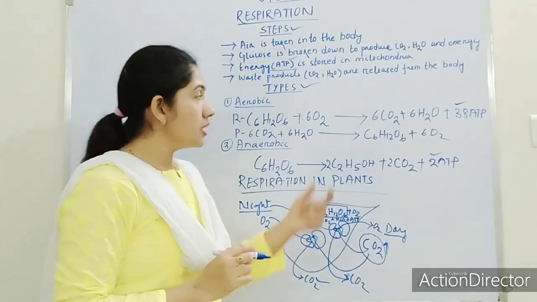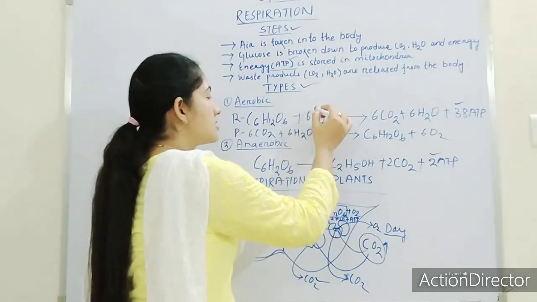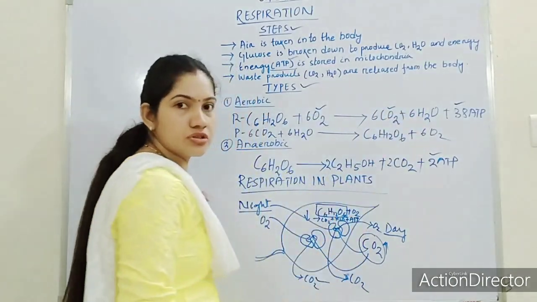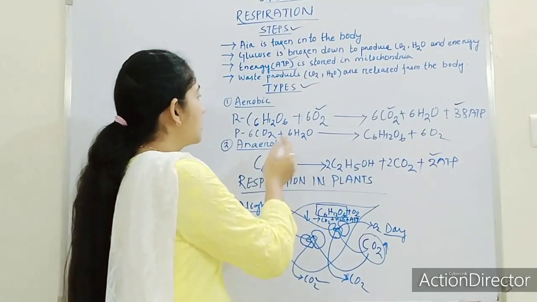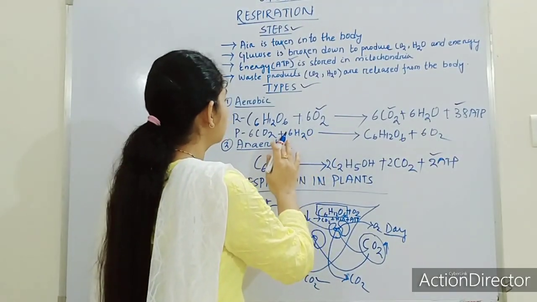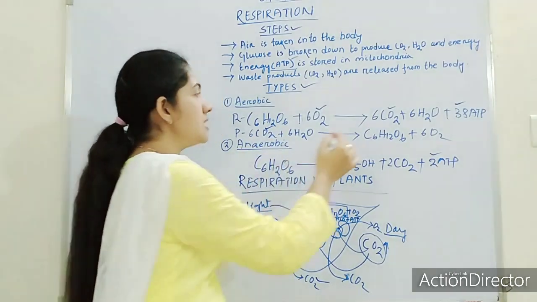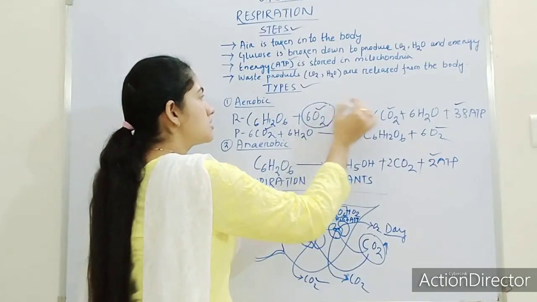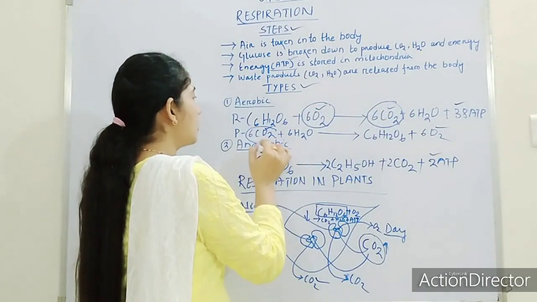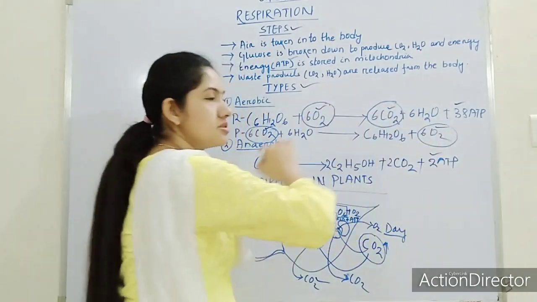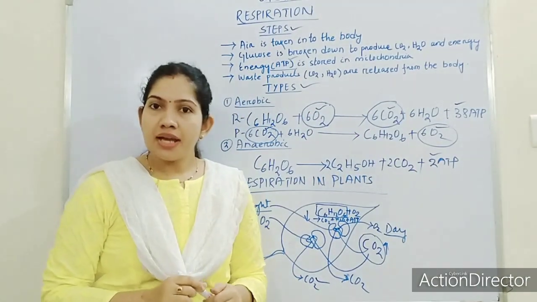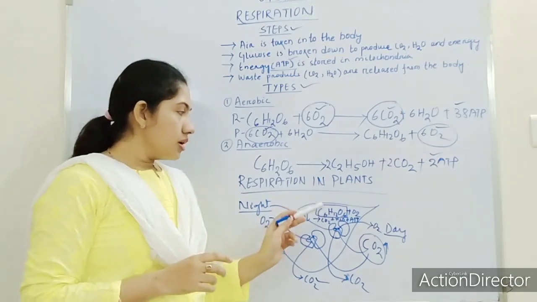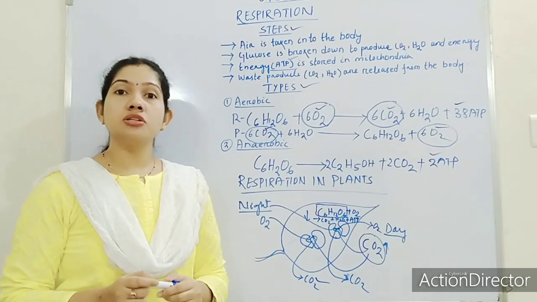We can compare both. In respiration, oxygen is utilized and carbon dioxide is released. But in photosynthesis, carbon dioxide is utilized and oxygen is released. Got it? So you compare these two, oxygen and carbon dioxide. It is just the reverse of each other. That's why it is prohibited to sleep under a tree during night. Got it? So we can see respiration in plants takes place by diffusion.